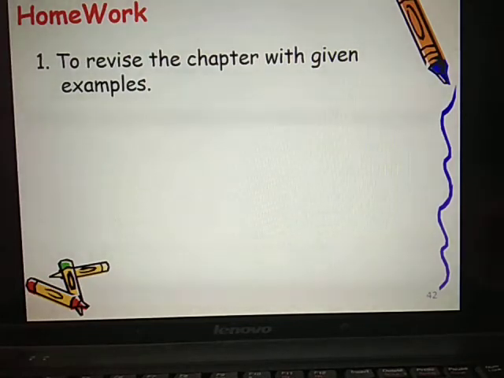So children, I hope it was a little bit lengthy chapter, but I think you have already done it in your last class. So you just have to brush up your minds and revise everything that is given in the book, and follow the video, go through every example which I taught you today, so that whenever you do the exercises, your concepts are clear.